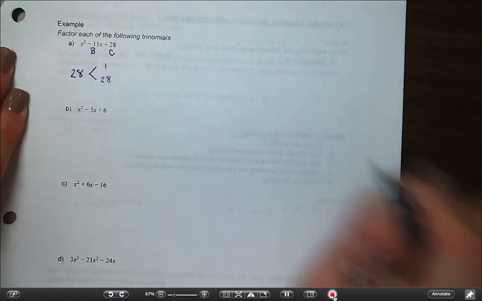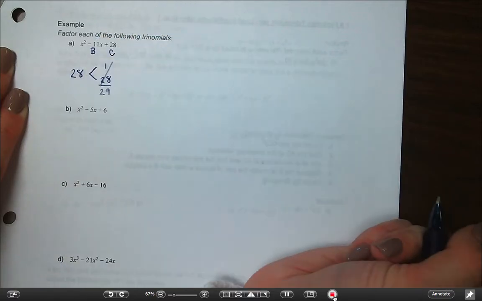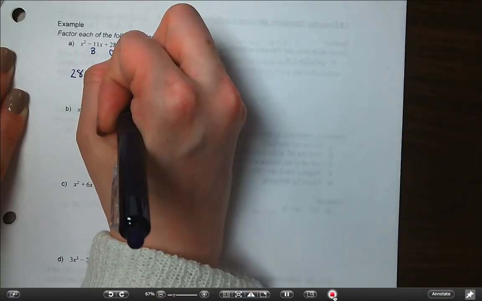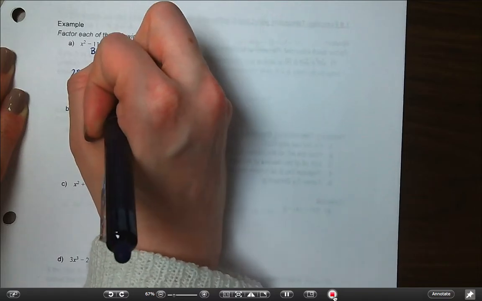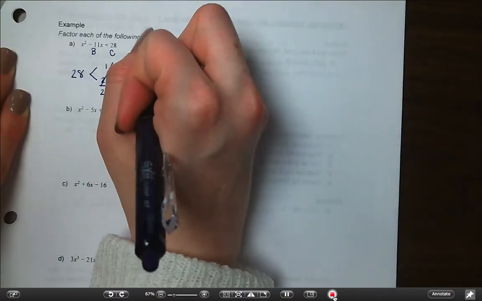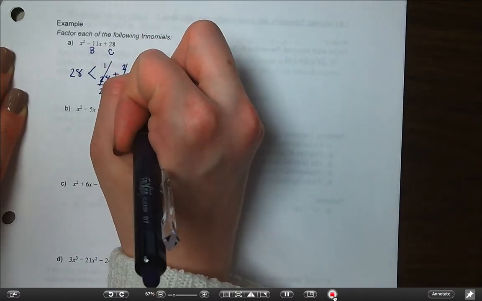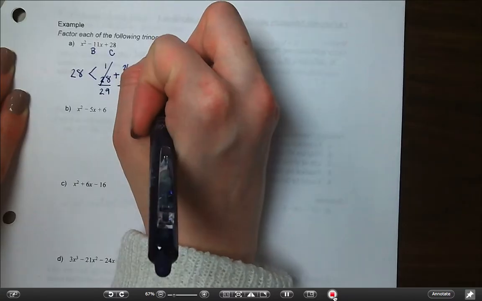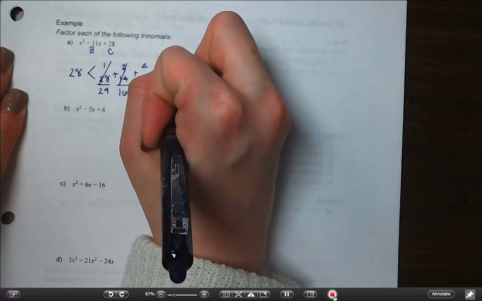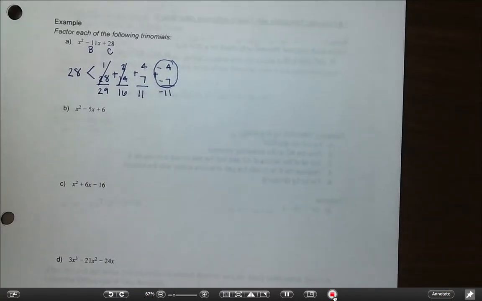We have 1 and 28. Well, that's 29, so that doesn't work. So we have 2 and 14. Those add to be 16. So that's not quite right. 3 doesn't go into 28, so let's try 4 and 7, which adds to be 11, which is close. We needed a negative 11, so let's change our signs. So negative 4 plus negative 7 is negative 11. So those are our two factors. Sorry, so negative 4 and negative 7. So we found our factors.